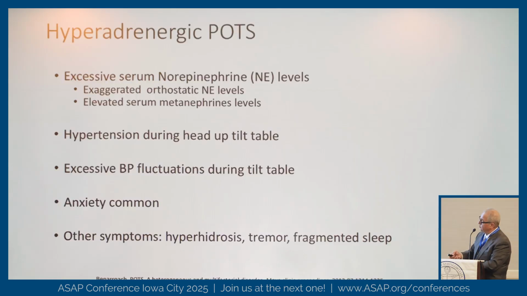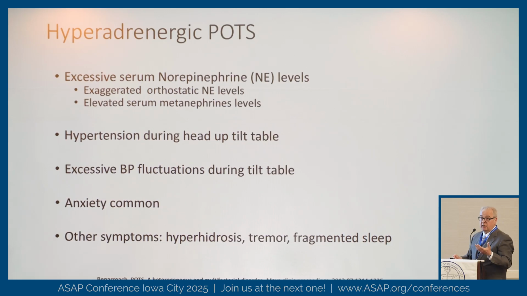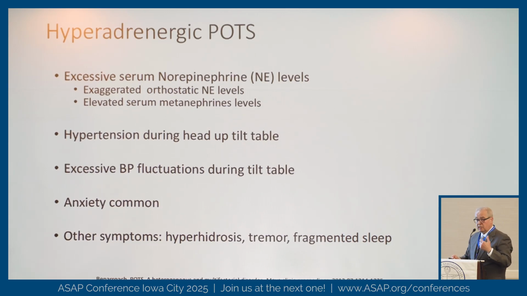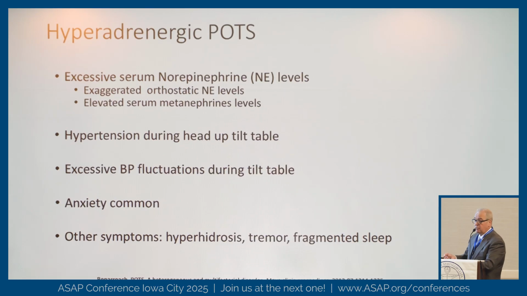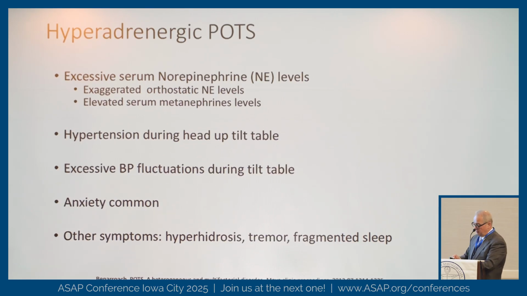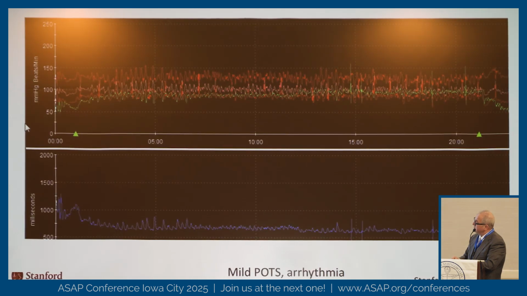And these patients will have other symptoms of adrenaline excess, including anxiety. And some of these patients are misdiagnosed as anxiety, and they get referred to psychiatrists. And then actually the psychiatrists send them to us and say, I'm testing this patient, and I don't think they are organic. Please test them. And we find they have hyperadrenergic POTS. And many of these patients will also have excessive sweating. They have tremor, and they very commonly have abnormal, fragmented sleep.